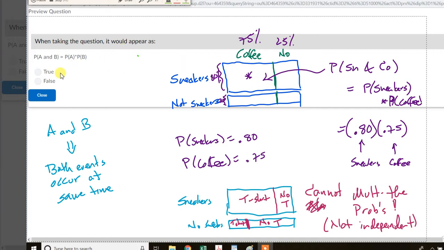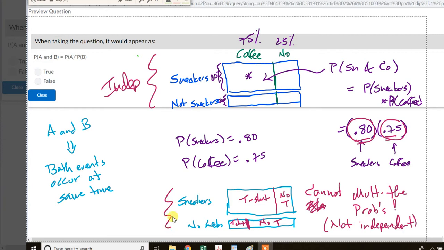So is this true? It's only true if they're independent events. Okay, if they're not saying that they're independent events, we cannot make the assumption that you can just multiply the probabilities. Okay, you can in a situation like sneakers and coffee. They don't influence each other. If 80% of students wear sneakers and 75% of students drink coffee, then 75% of the 80% would be students who both drink coffee and wear sneakers. So that's kind of the idea, if they're independent. These guys are independent.